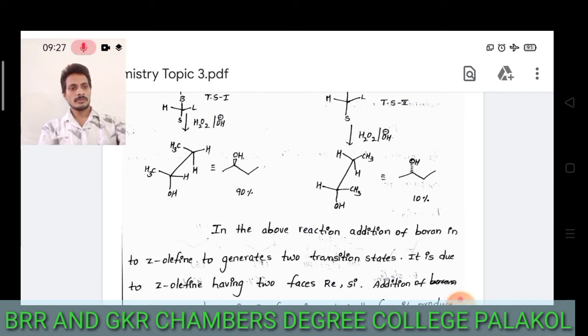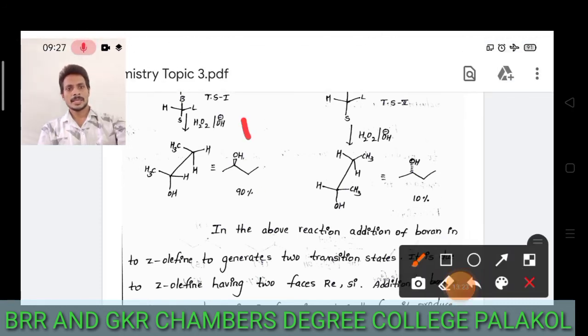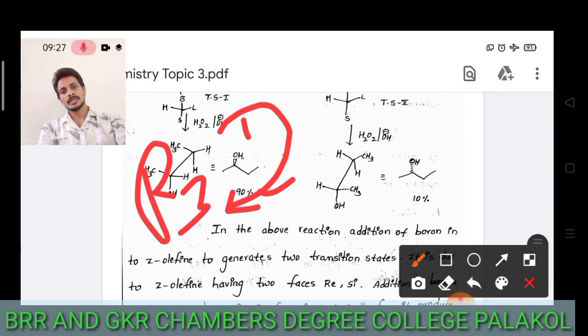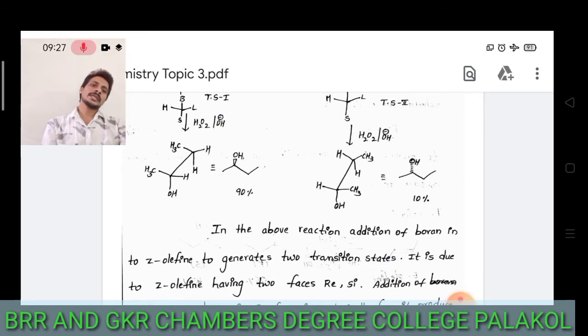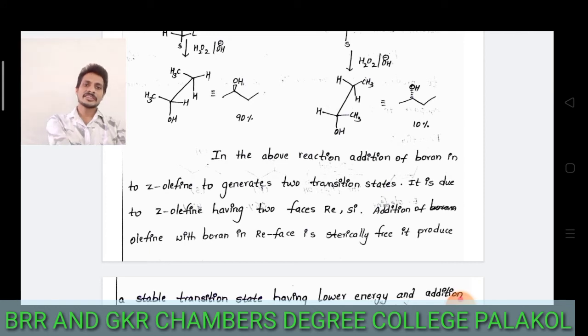For the configuration of this isomer, the first priority goes to the oxygen atom, the second priority goes to the ethyl group, and the third priority goes to the methyl group. The priority direction goes clockwise. Then, with the least priority group away from the observer, it is the R isomer. Similarly, this one is the S isomer. In this reaction we get 90% of R isomer and 10% of S isomer. In the above reaction, the addition of boron to the Z olefin generates two transition states. It is due to the Z olefin having two faces, the re face and the si face.